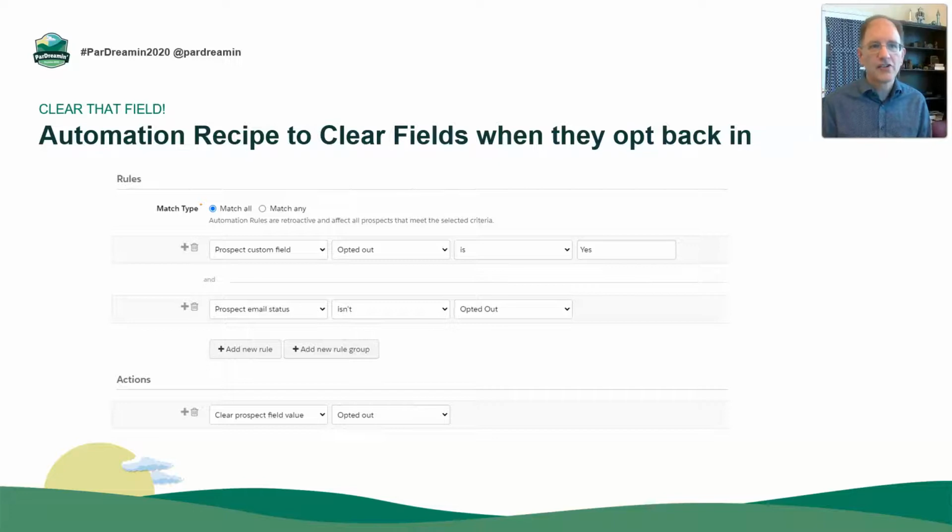So this is the automation recipe for how to clear those fields when they opt back in. Essentially, if their switch is set to opted out, but the status isn't opted out, then clear the field. So that's how you clear that field, get rid of that data so it's back to blank.